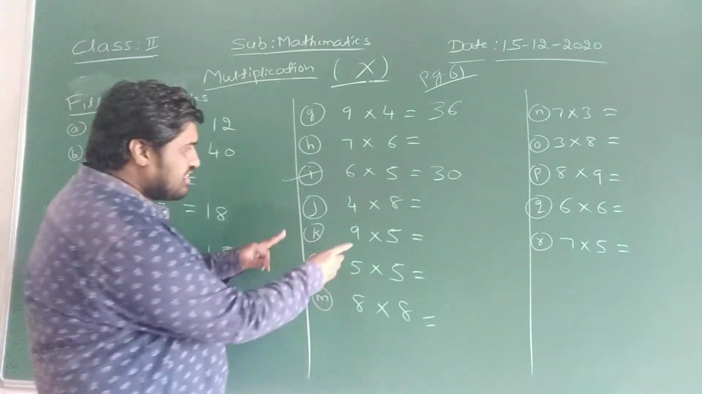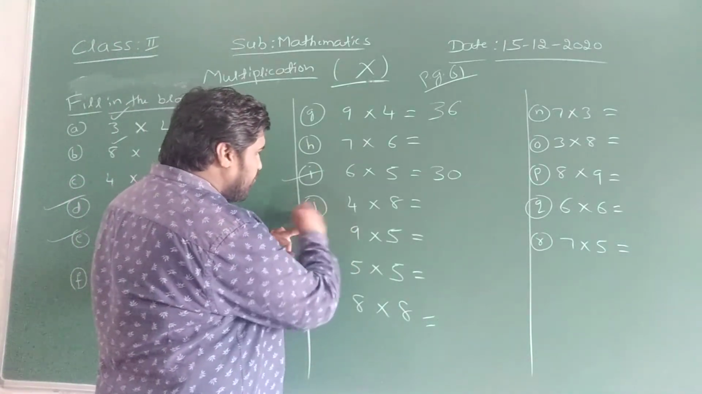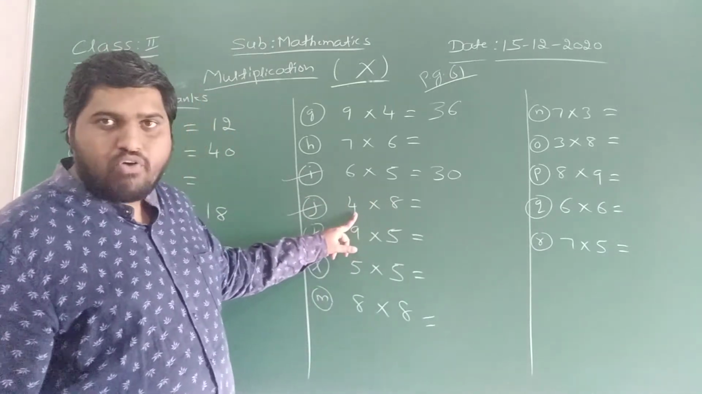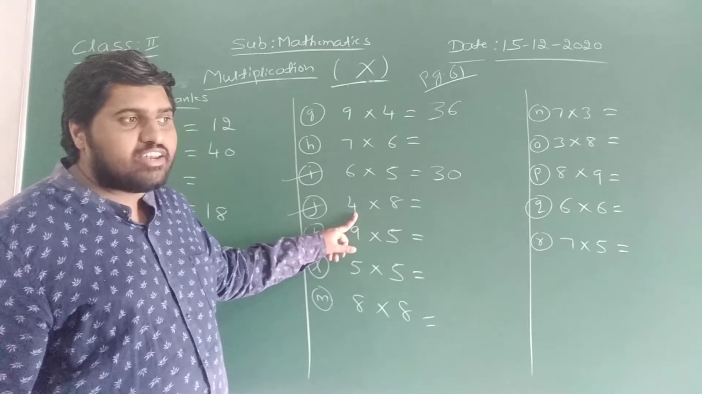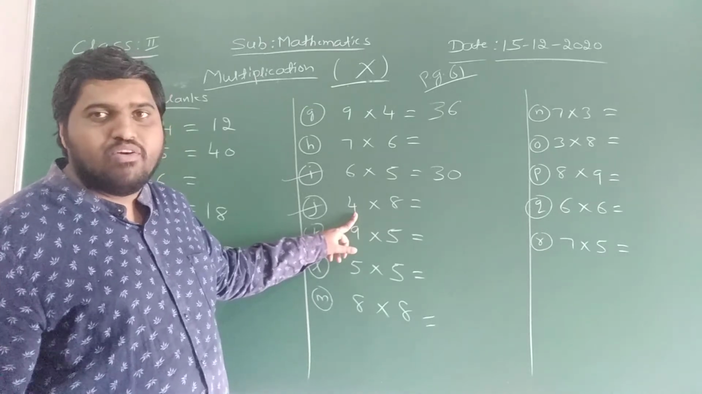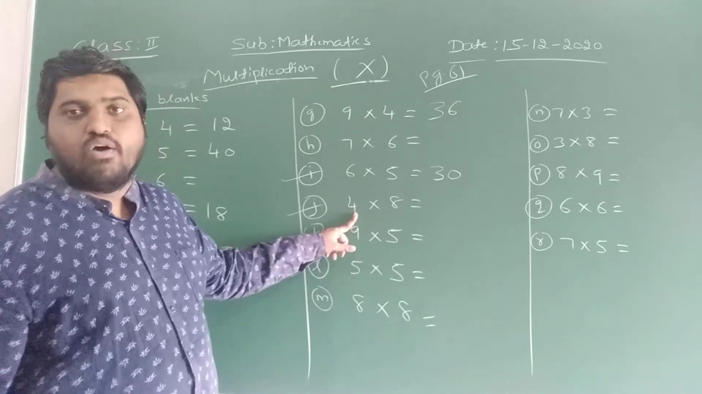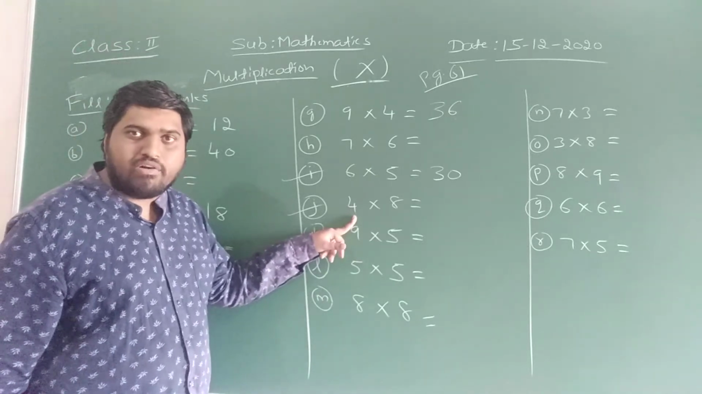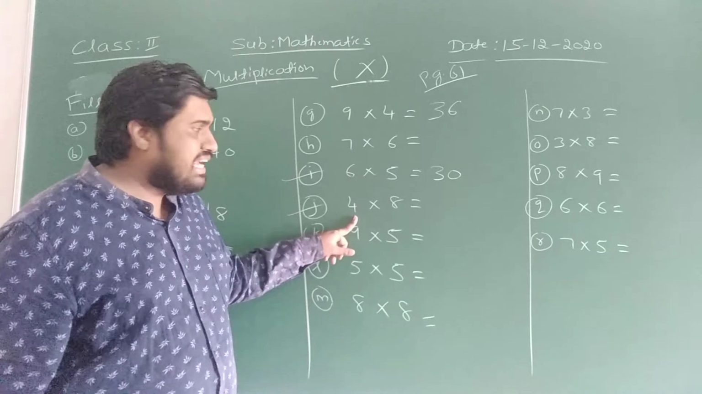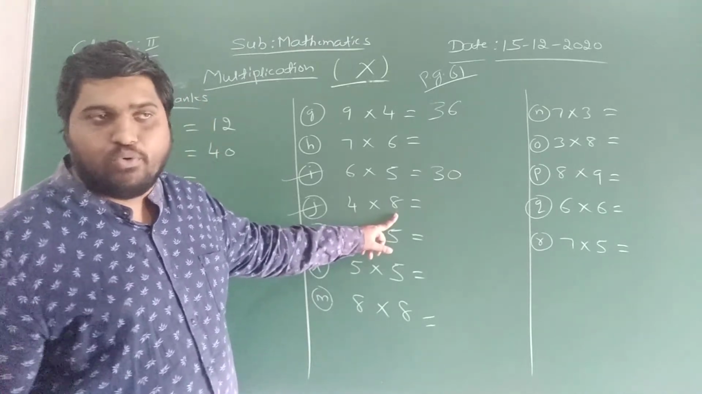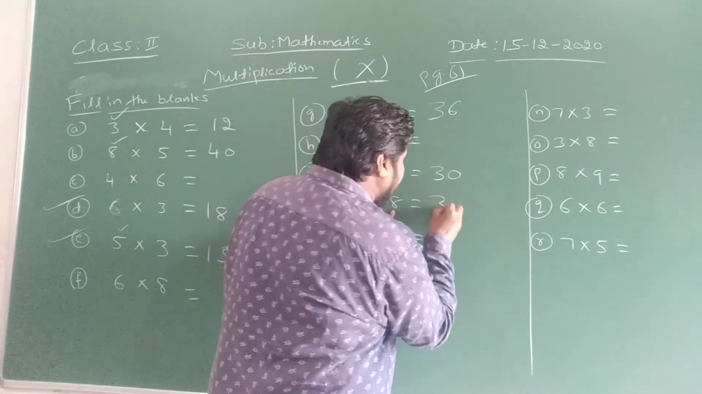Next, come to the next question. 4 8s are. Read 4 table, children. 4 1s are 4, 4 2s are 8, 4 3s are 12, 4 4s are 16, 4 5s are 20, 4 6s are 24, 4 7s are 28, 4 8s are 32. Therefore, I am going to write here 32.